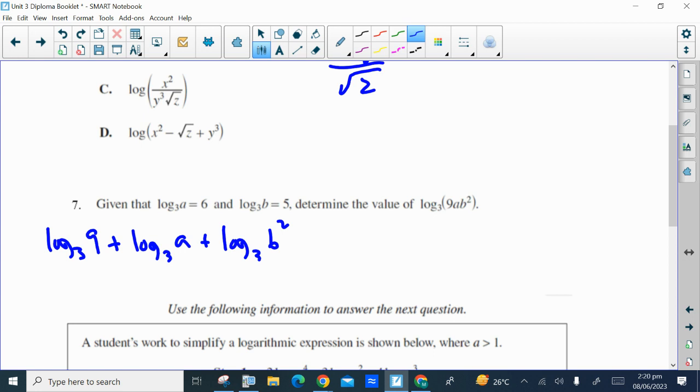Log base 3 of 9, that's 2. That's asking 3 to what power is 9? We are told that log base 3 of A is 6. The last term, though, we're not told what log base 3 of B squared is. It's log base 3 of B is 5. So you can bring the 2 in front using the power law, and then it'll be 2 times 5. So you'll add those together and get 18 is the answer.